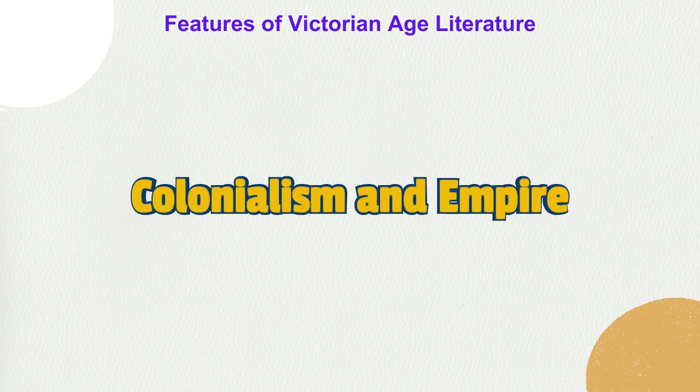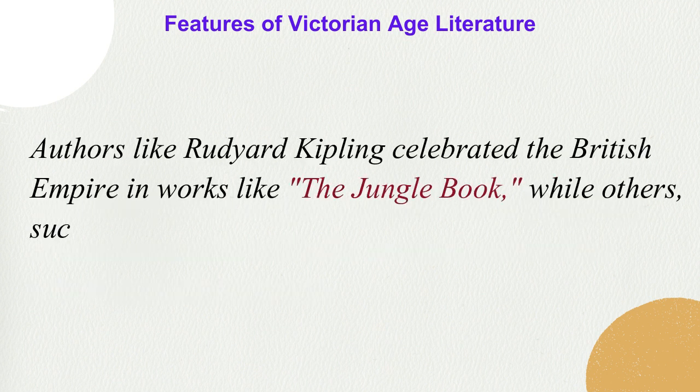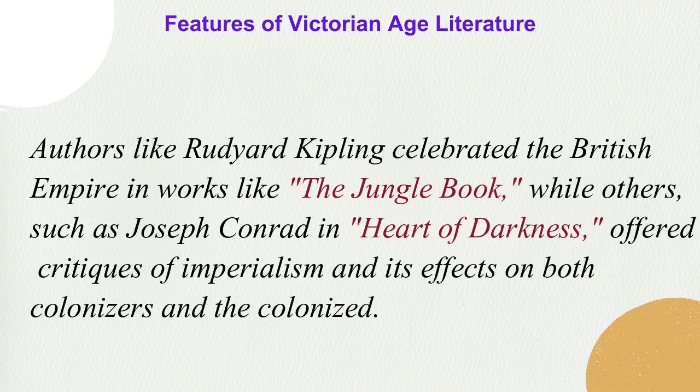Colonialism and empire. Victorian literature often reflects Britain's imperial expansion and the attitudes towards colonialism prevalent during the era. Authors like Rudyard Kipling celebrated the British Empire in works like The Jungle Book, while others, such as Joseph Conrad in Heart of Darkness, offered critiques of imperialism and its effects on both colonizers and the colonized.